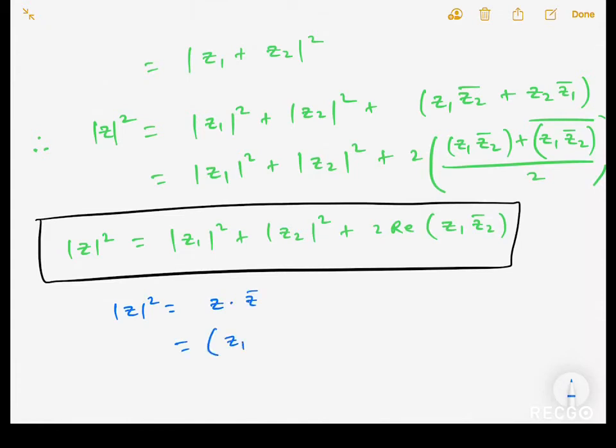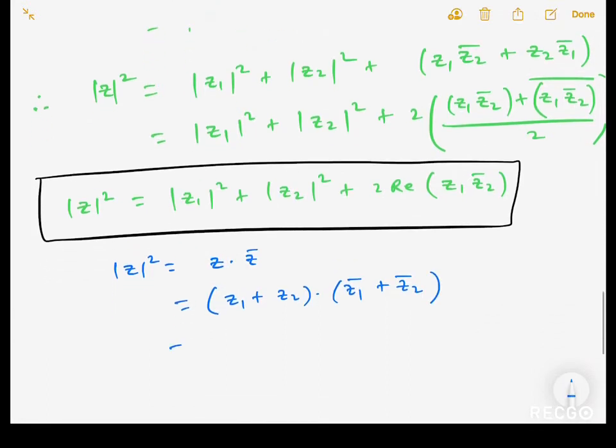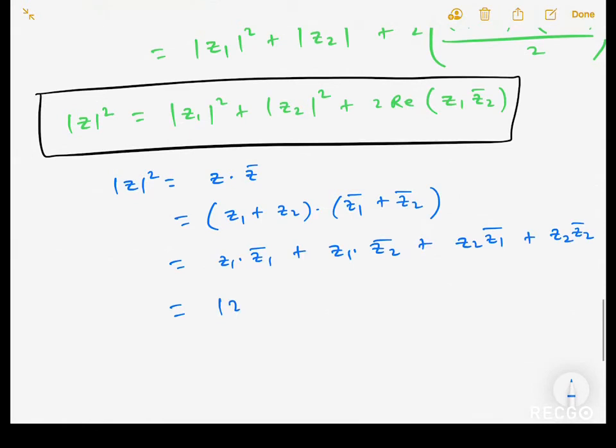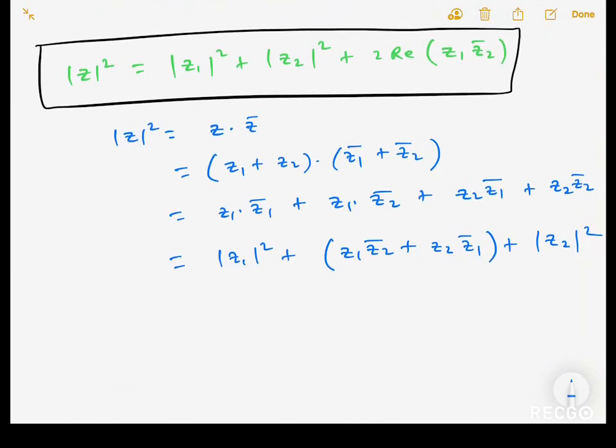So you know this formula, mod z square equals z into z bar, right? So in case of z, we can place z1 plus z2 multiplied by z1 bar plus z2 bar, right? Now I am multiplying each of them term by term. So z1 into z1 bar plus z1 into z2 bar plus z2 into z1 bar plus z2 into z2 bar. Now as we know that z into z bar equals mod z square, therefore z1 into z1 bar equals mod z1 whole square. Then let me write the next two terms within a bracket, and then the last term is z2 into z2 bar, which is equal to mod z2 whole square. So now just rearranging the terms, we get the same result as I told you above.